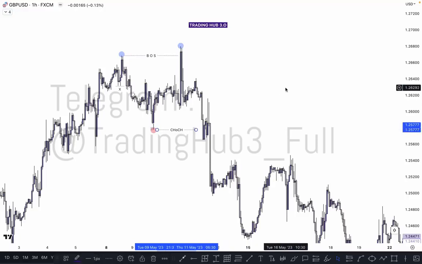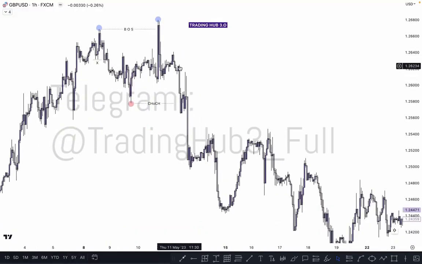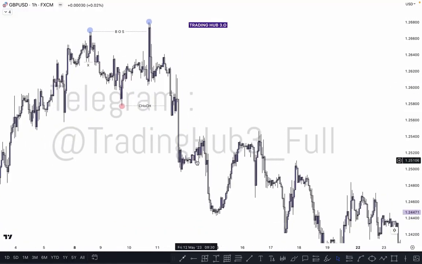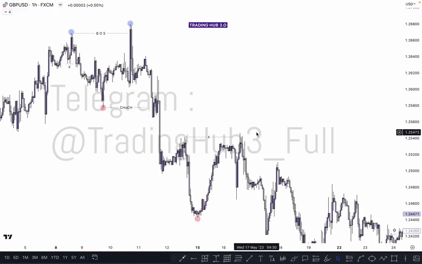So after change of character, we need inducement, right? So at this point, market did not take out any kind of inducement. So at which point did market take out the inducement? This one. This is our lowest low here, and market created inducement here. And after taking out the inducement, what happened?